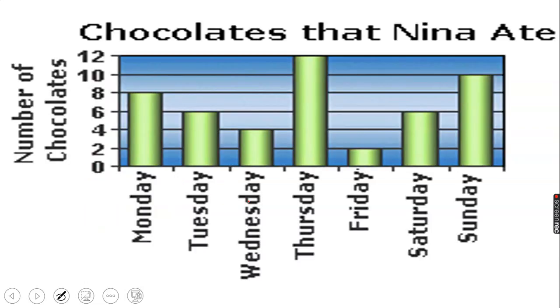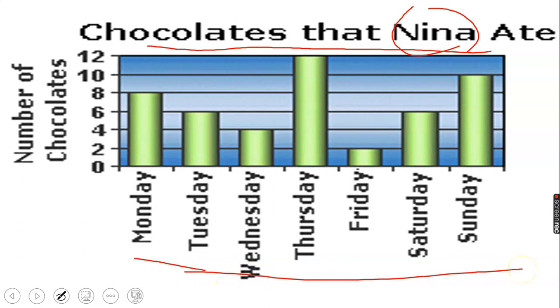Okay, I'll go to the next example quickly. It says chocolates that Nina ate. Nina is the name of a puppy or a student. So I want to look at the number of chocolates the child ate in these days of the week. You can see the horizontal axis has days of the week, and on the vertical axis we have number of chocolates in twos. You can see 2, 4, 6, 8, 10, 12. There are figures in between also that are missing.